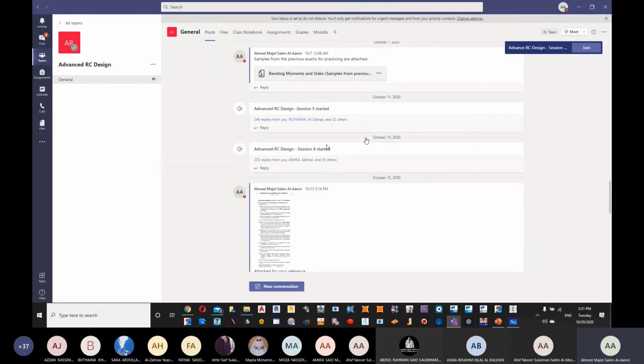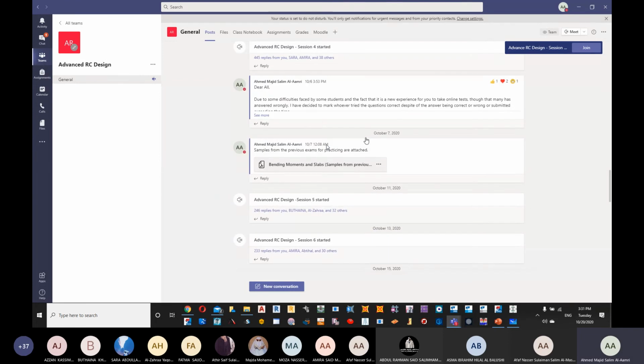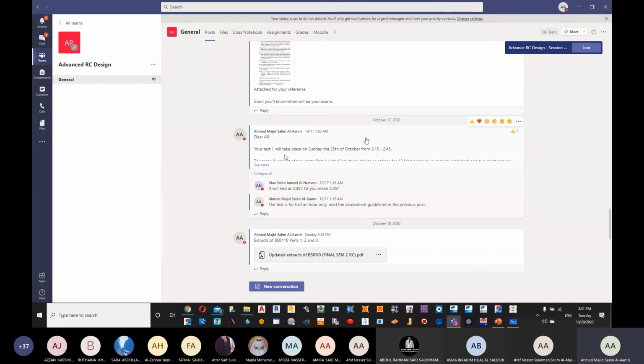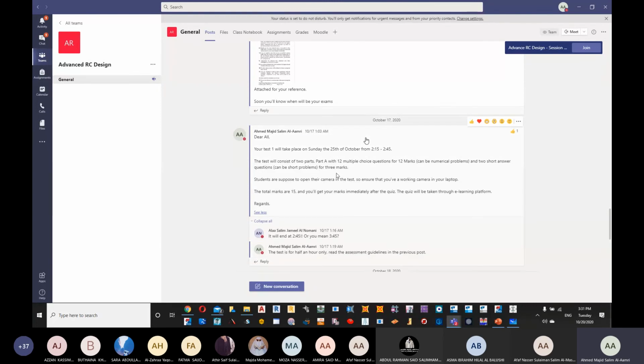Once again, you are not required to open your camera. Just for those who were not there from the beginning, I have told you here when your test is going to be. Once again, the test is going to be part A and part B. Part A is 12 marks, part B is 3 marks. There are 12 questions in part A, each one mark. There are 2 questions in part B, one is 1 mark, the other is 2 marks.